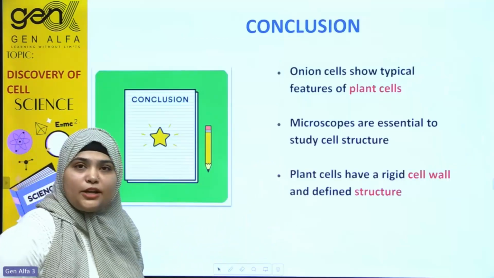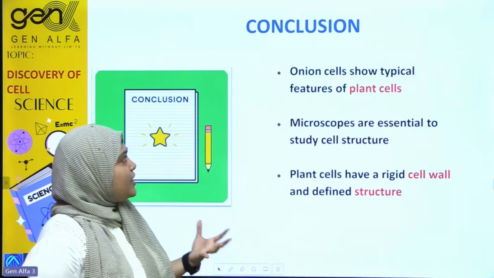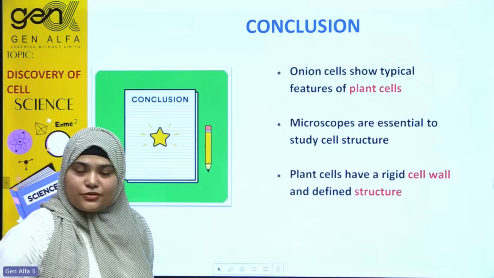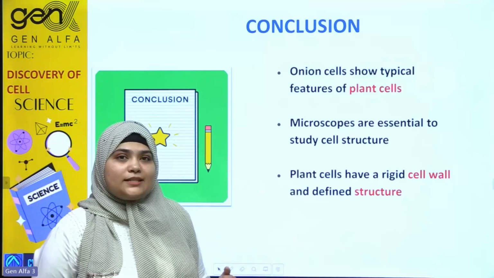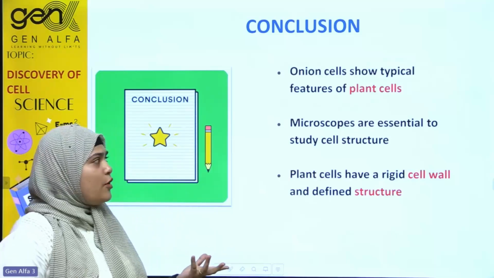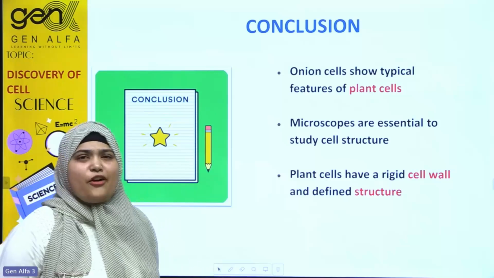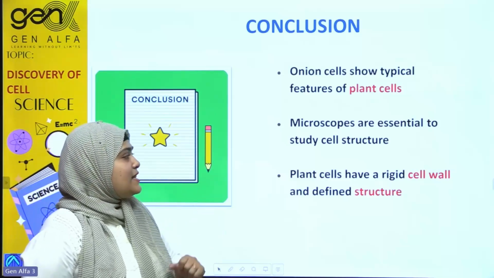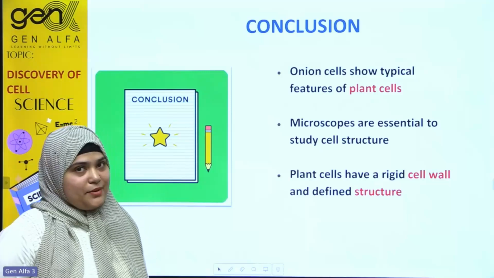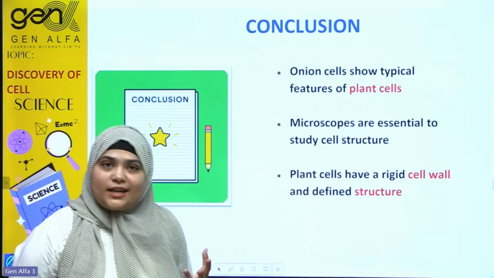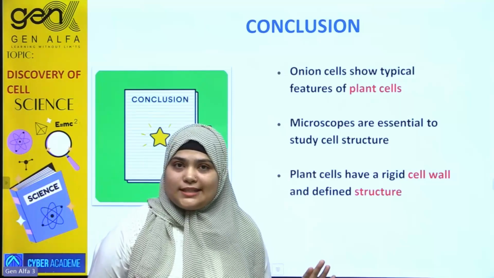Now here comes the conclusion of the activity. What we have observed is that onion cells show typical features of a plant cell, because onion is a plant. That is, it shows the presence of a cell wall and a large vacuole. Microscopes are essential to study cell structure, of course. And last, plant cells have a rigid cell wall and defined structure. Cool. That was all about the concept and activity. I'm sure that you got clear.